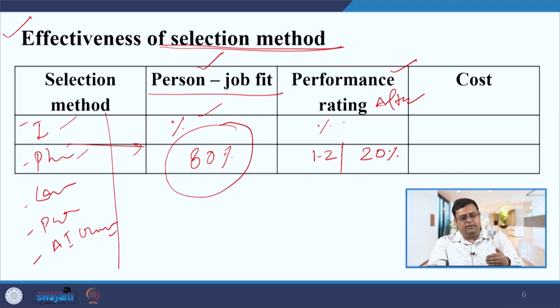So here, all types of fit you can keep here, and through which method you have checked it.